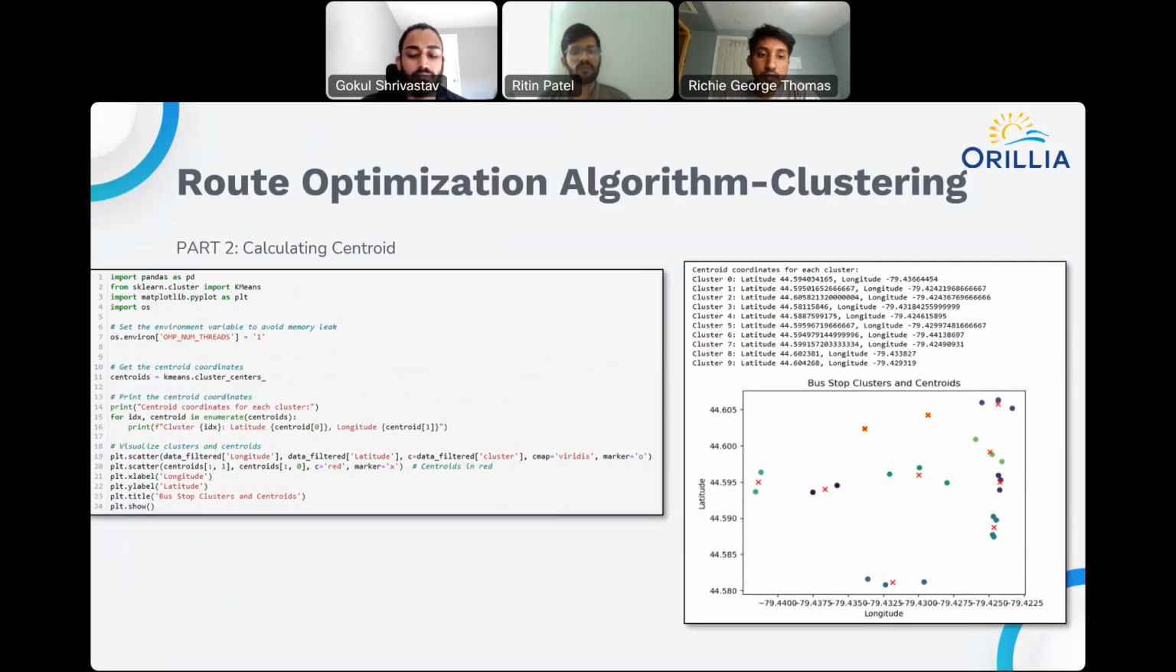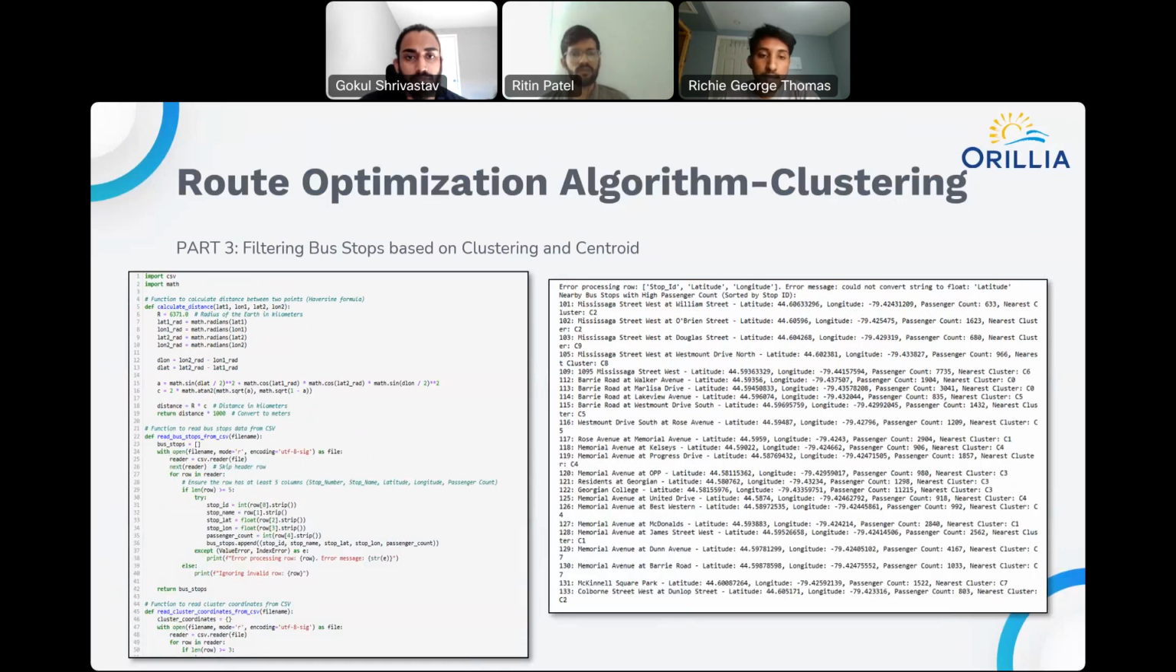The next part of the clustering is calculating the centroid. For each cluster, there will be a centroid, which will be calculated based on the code. And then we plotted all the clusters and the corresponding coordinates from cluster 0 to cluster 9. And then the last part was filtering the bus stops based on the clustering and the centroid. Once we got the clustering and the centroid coordinates, we filtered all the bus stops which are near to the centroid. So we have got the list of filtered bus stops.